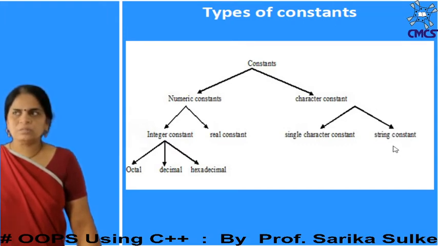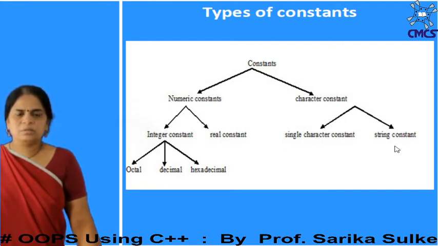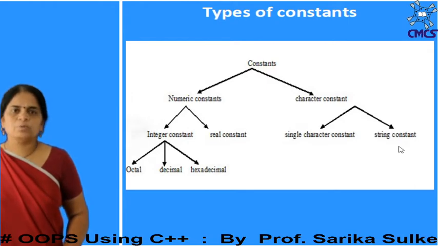A string constant is any number of characters enclosed in double quotation marks. For example, "hello" or "C++". Such string constants we have already used in our C programs also, in printf or as a string variable, etc. So these are the types of constants which we are going to use in C++ programs.